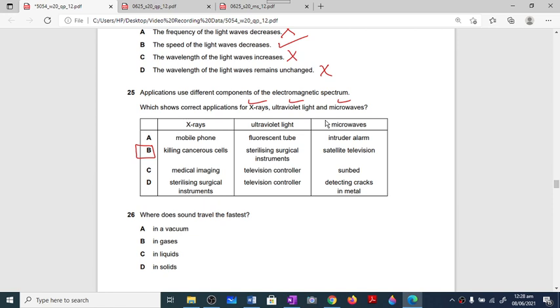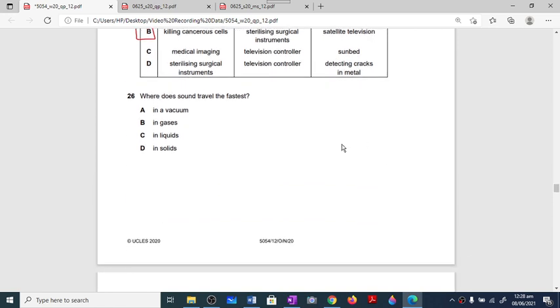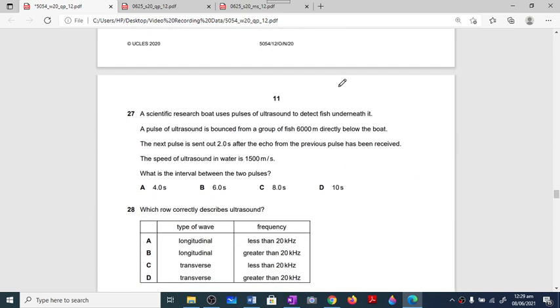Question number 26, where does sound travel fastest? The sound will travel fastest in solids, because in solids the particles are tightly packed with each other. So they will transfer energy very quickly from one part of the medium to the other part of the medium. For question number 27, that is a really interesting question.